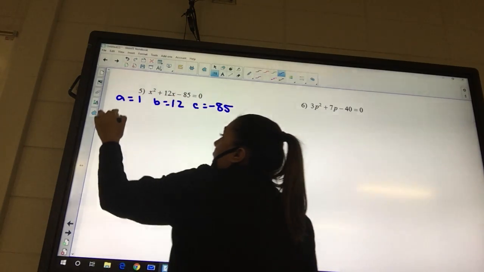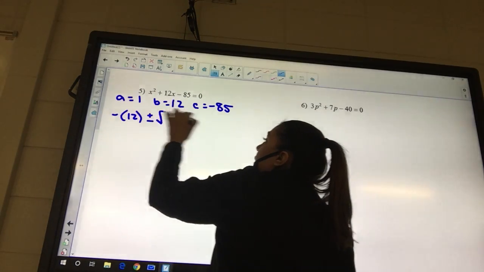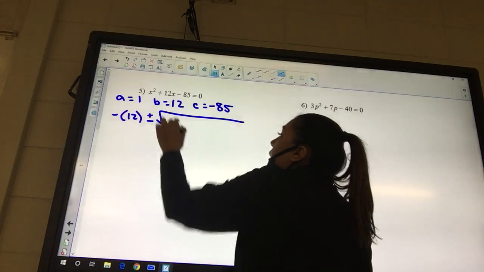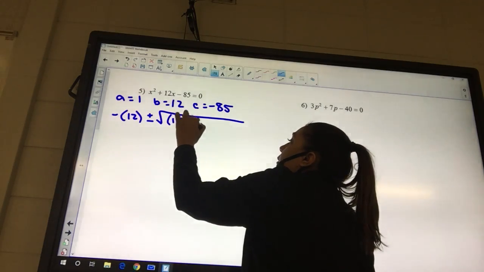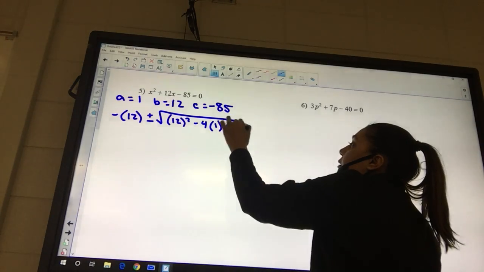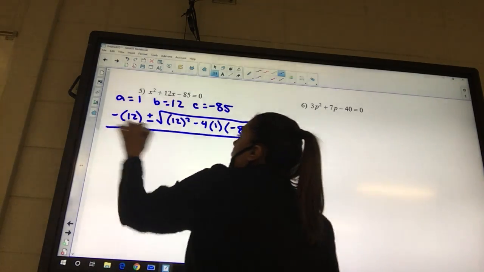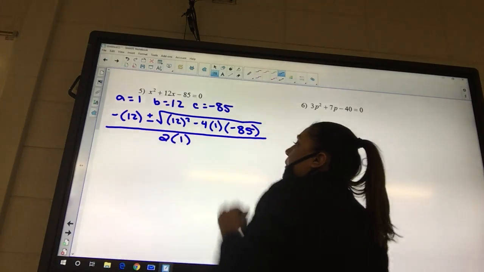Then we're going to have negative B plus or minus the square root of B squared minus 4 times our A, which is 1, times our C, which is negative 85, all over 2 times my A.